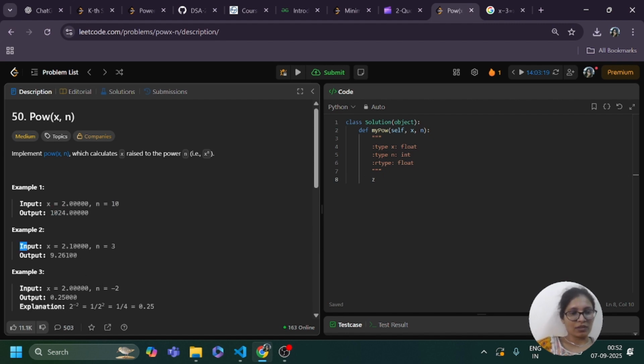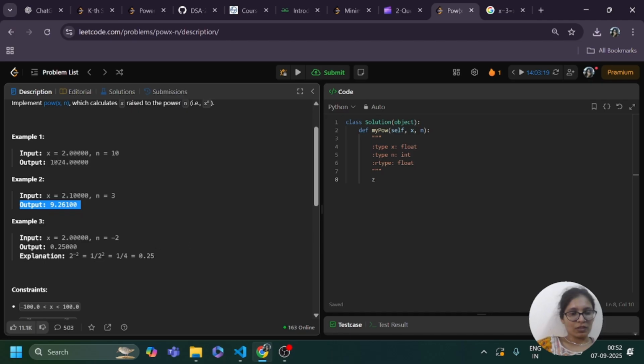1024. Okay, here you can also see input x equals 2.1000 and n equals 3, and output will be 9.2610. Okay, so here we can also see x equals 2 and n equals minus 2. Here we got output 0.2500. So if you have 2 to the power minus 2, then you need to write it like 1 upon 2 to the power 2, equals 1 by 4, equals 0.25.